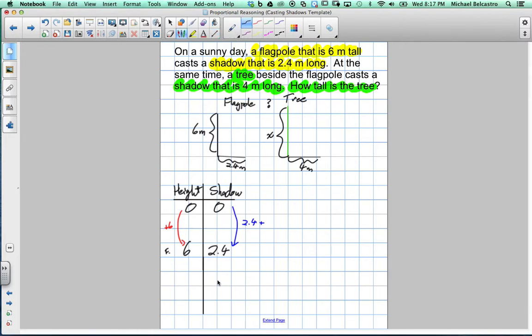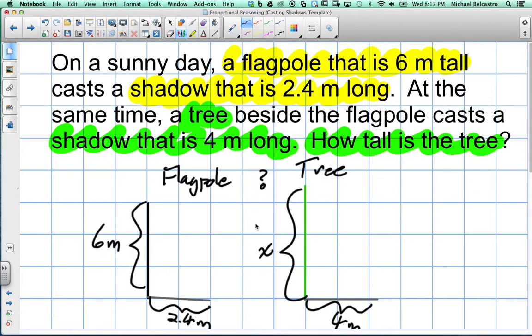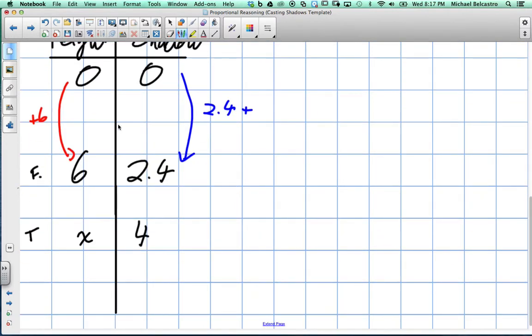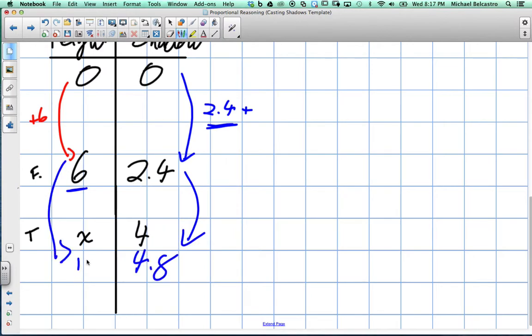Remember, our tree info was about 4 meters. Let's put it here, and our height of our tree was unknown. The only problem, and I think it'll be easier if I zoom in, is if I increase by, say, 6, let's say we increase this side by another 2.4. Well, 2.4 plus 2.4 is going to be 4.8. That's going to give us 12. We've kind of skipped our tree.